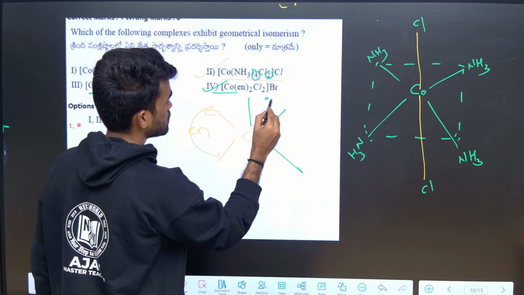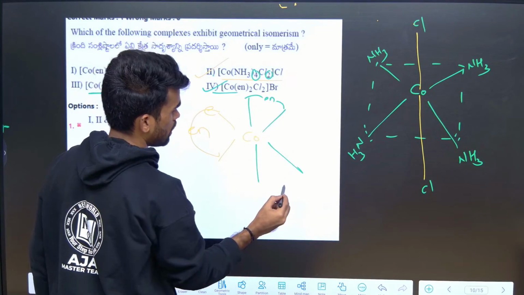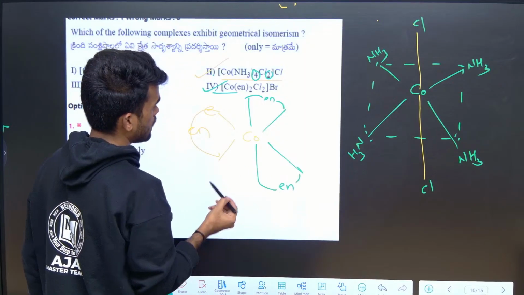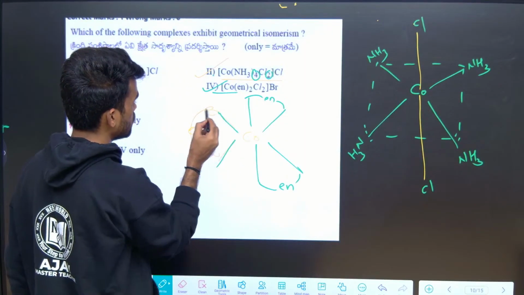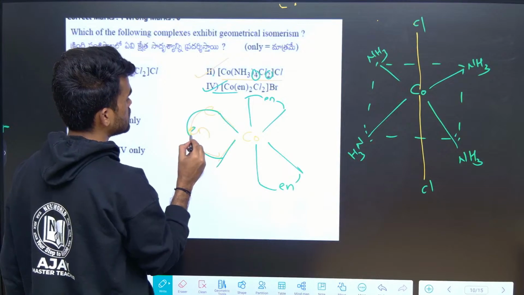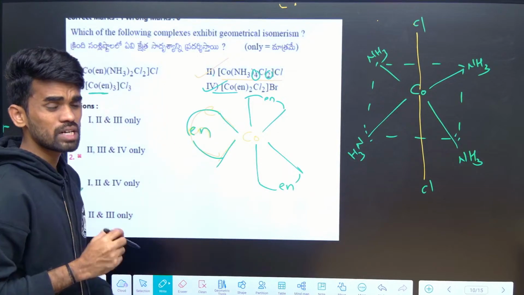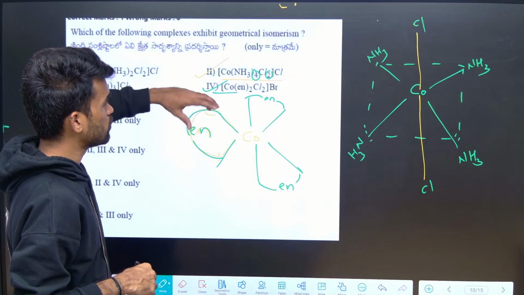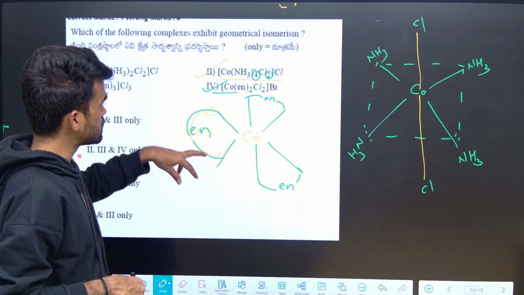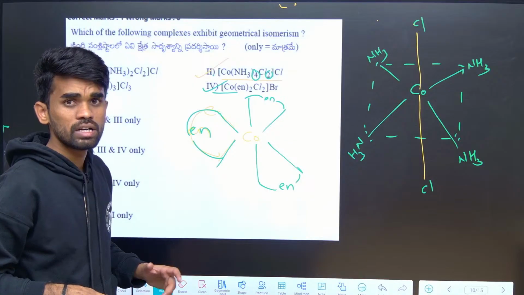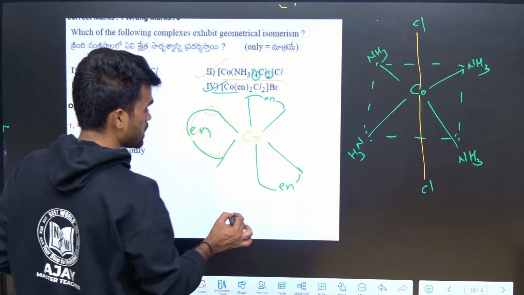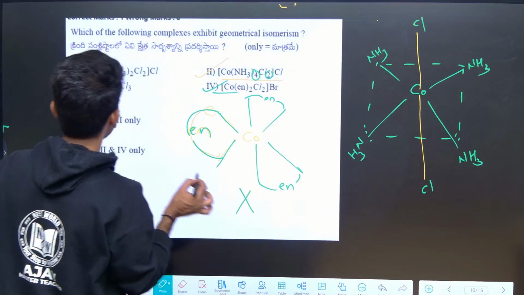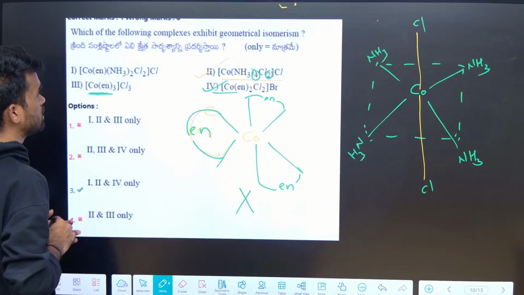So here you can place one more en, and here you can place one more en. Like this we have 3 en, okay. So in these 3 en, en means ethylene diamine, right? So in this case, even if you change the places of these en bonds, there is no difference. Therefore geometrical isomerism is not possible in this case, cobalt en 3 times, okay.